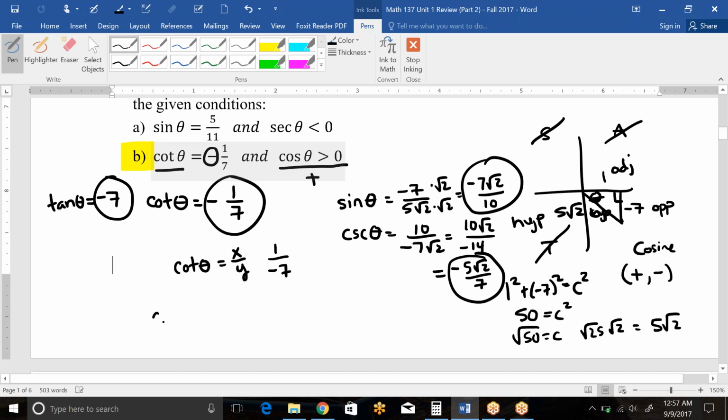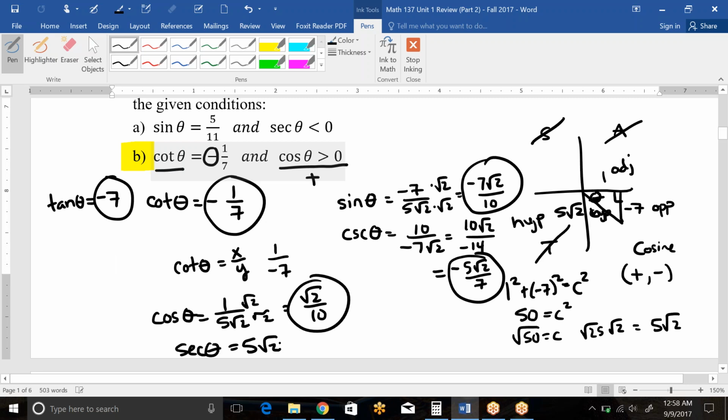So I just need cosine and secant. Cosine is adjacent over hyp, so 1 over 5 square root of 2. So if I rationalize the bottom, that is square root of 2 over 10. And then I would just flip the original format to get secant. That's a little bit quicker. So that's going to be 5 square root of 2 over 1, which is just 5 square root of 2.